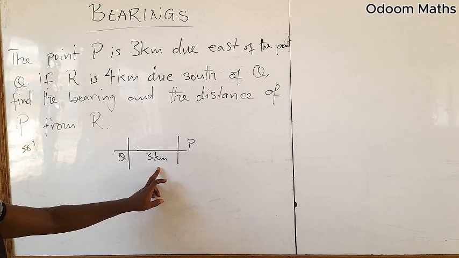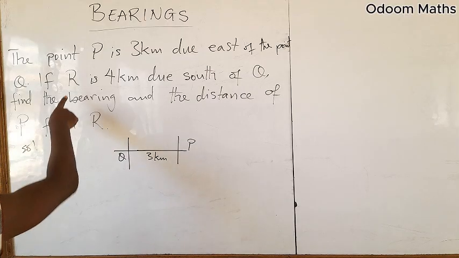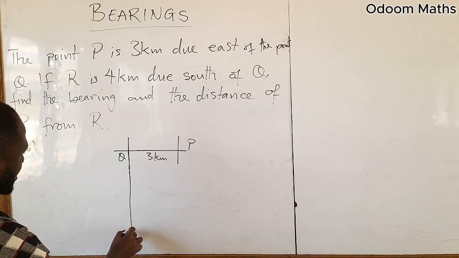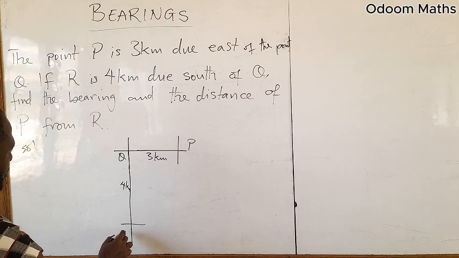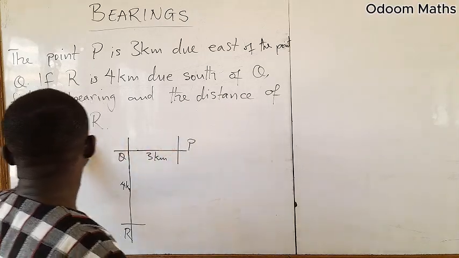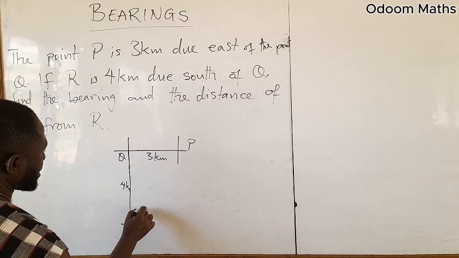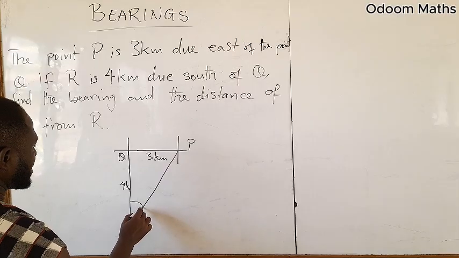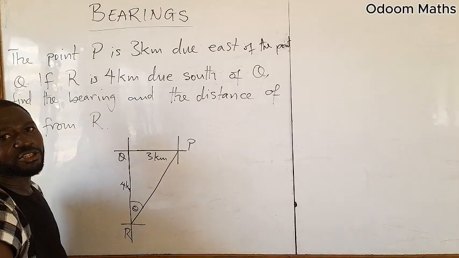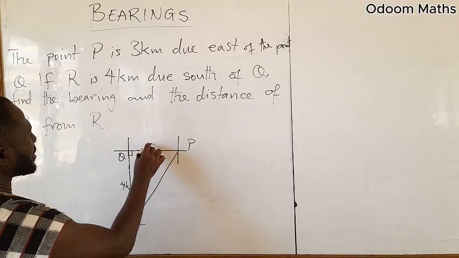P is 3 kilometers east of Q, and this is the eastern side of Q. And R is 4 kilometers due south of Q. So here we go southward 4 kilometers. So this is R, and then we are asked to find the bearing and distance of P from R. P from R means that we join those two points and then find this angle. Let me call this angle theta. Now this is exactly a right angle triangle, so we have 90 degrees here, and this side measures 3 kilometers.